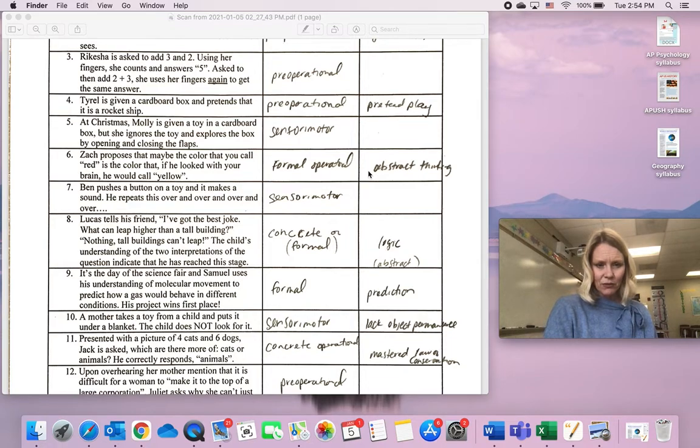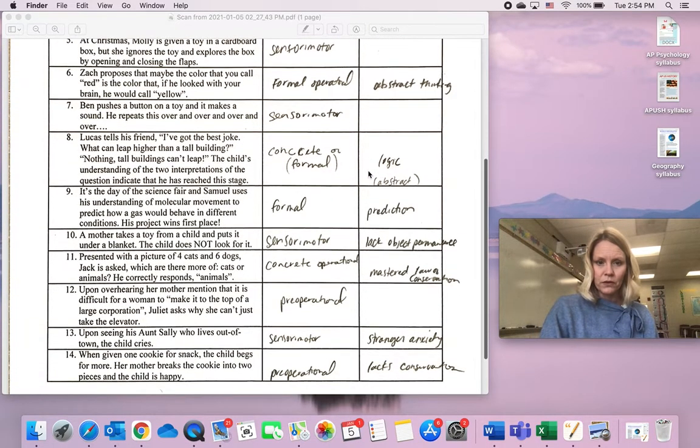It's the day of the science fair, and Samuel uses his understanding of molecular movement to predict how a gas would behave in different conditions. His project wins first place. This is formal operational, and we know it's formal operational because it's a good prediction, especially in these kinds of scientific terms, an if-then type thing.